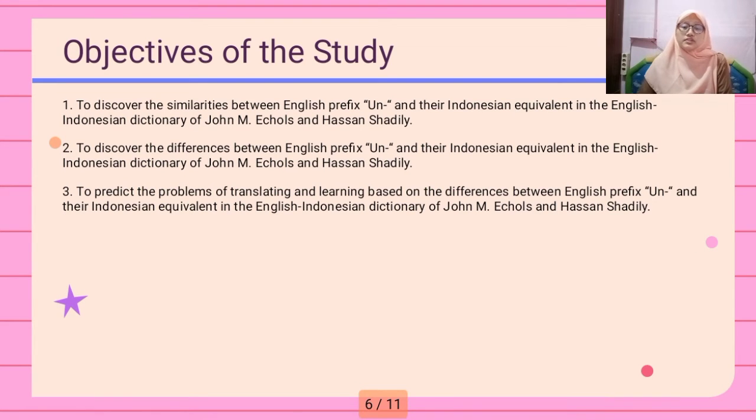And next part is objective of the study. The objectives of the study are as follows: to discover the similarities between English prefix and their Indonesian equivalents. Number 2, to discover the differences between English prefix and their Indonesian equivalent. And number 3, to predict problems of translating and learning based on the differences between English prefix and their Indonesian equivalent in the English-Indonesian Dictionary of John M. Eccles and Hasan Sadili.